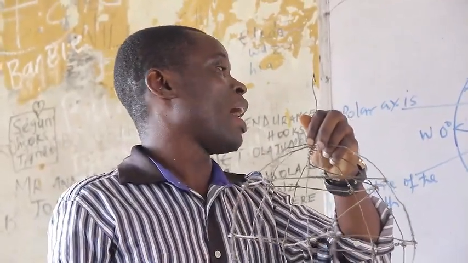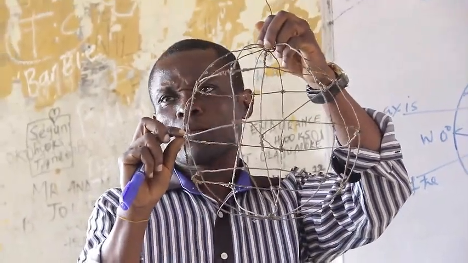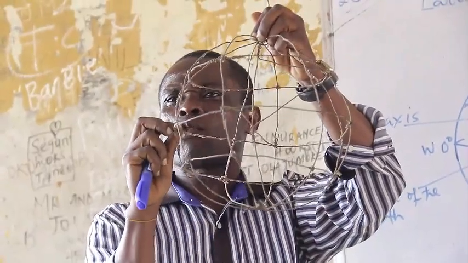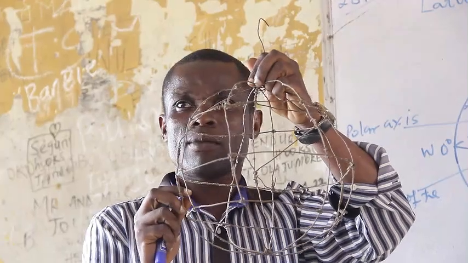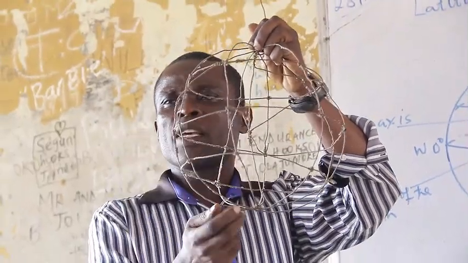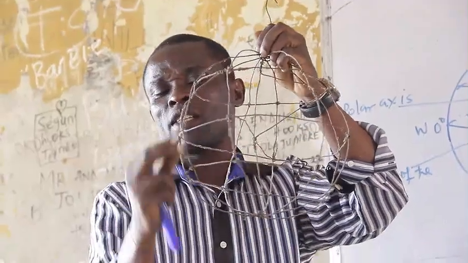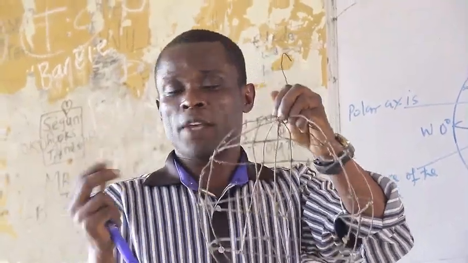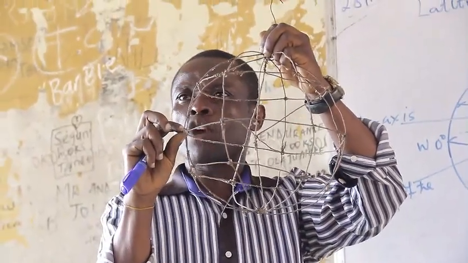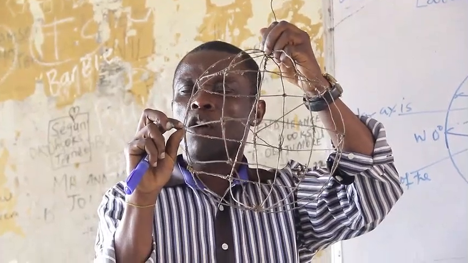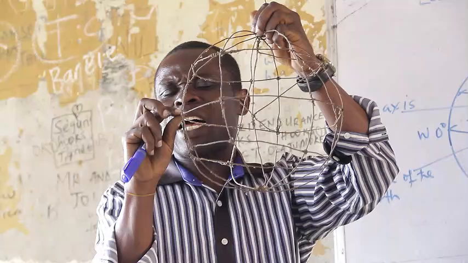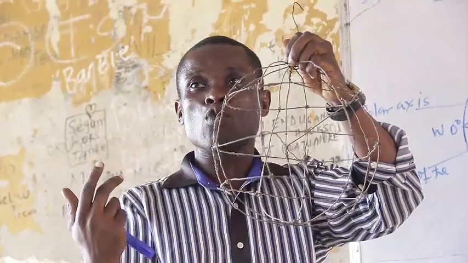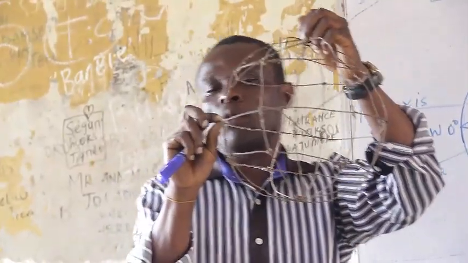Then apart from that polar axis, we have equator. Equator is a circle that divides the globe into 2 equal parts. That is, this is a hemisphere. Half of a sphere is a hemisphere. This is another one. The two hemispheres will give you a sphere. Now, if this equator happens to be half of this sphere, then it means that this equator is a great circle. I will still come back to great circle and small circle.